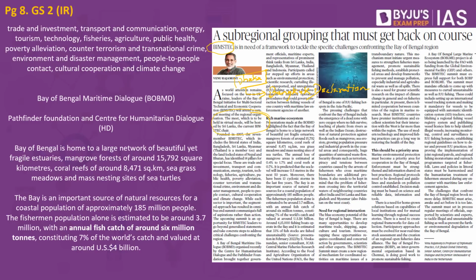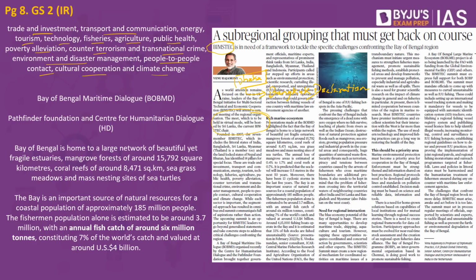When we speak about BIMSTEC, it has about 14 pillars which it concentrates on. What are those? Trade and investment, transport and communication, energy, tourism, technology, fisheries, agriculture, public health, poverty alleviation, counter-terrorism and transnational crime, environment and disaster management, people-to-people contact, cultural cooperation, and climate change.